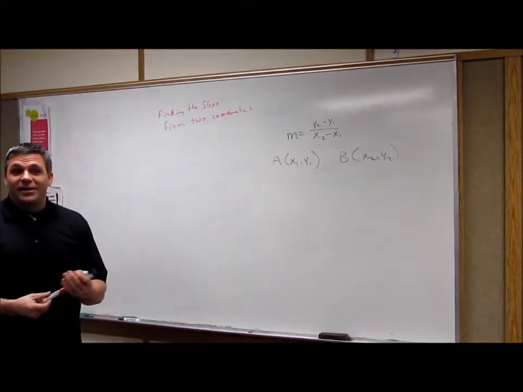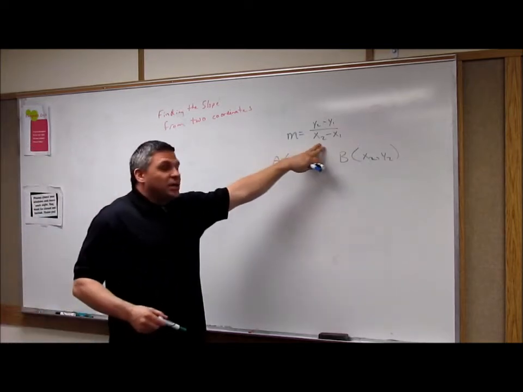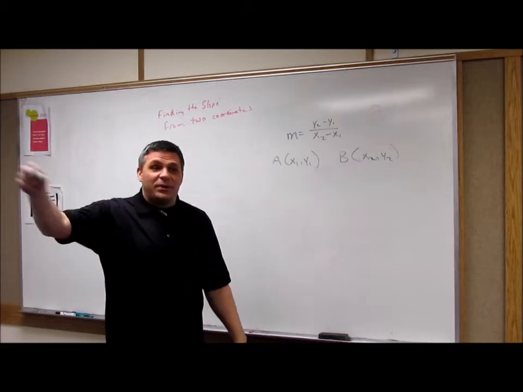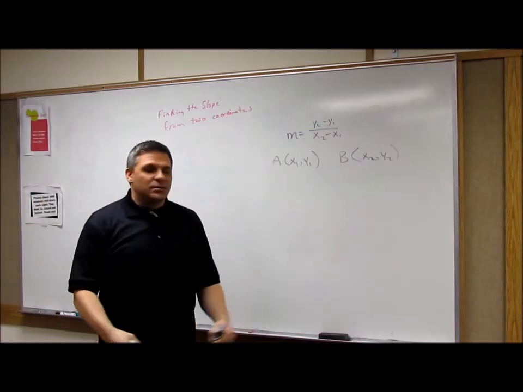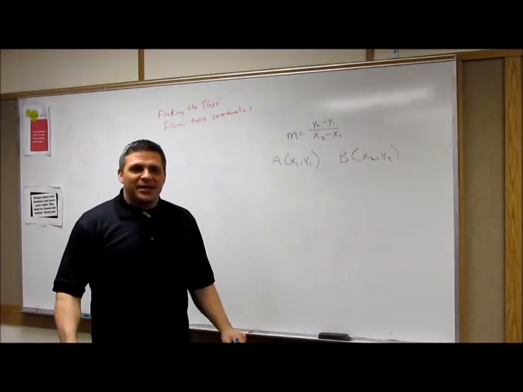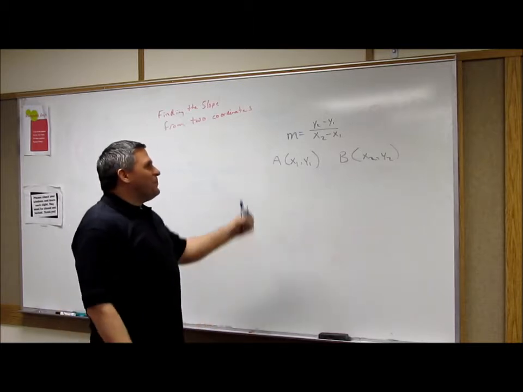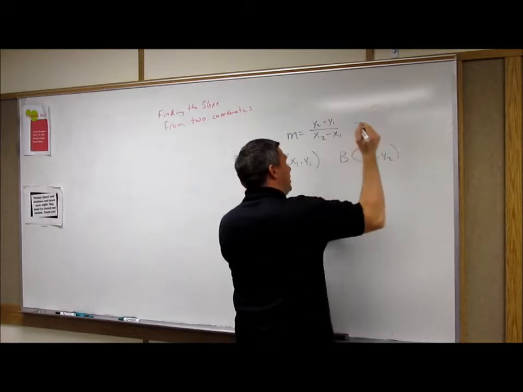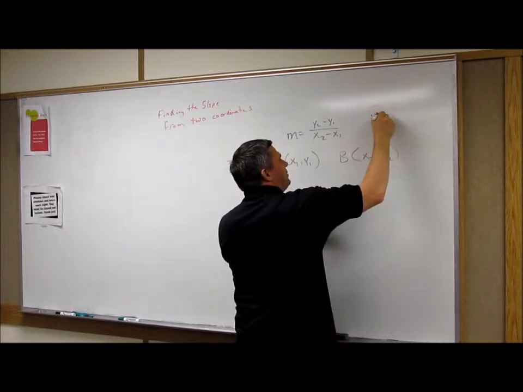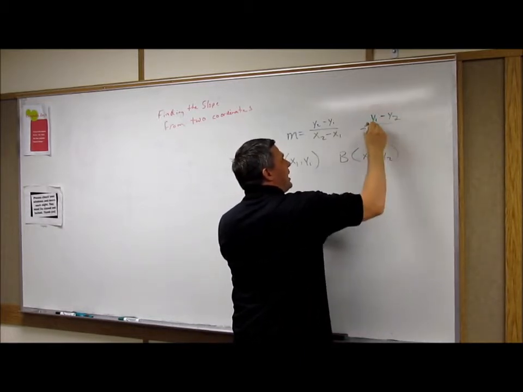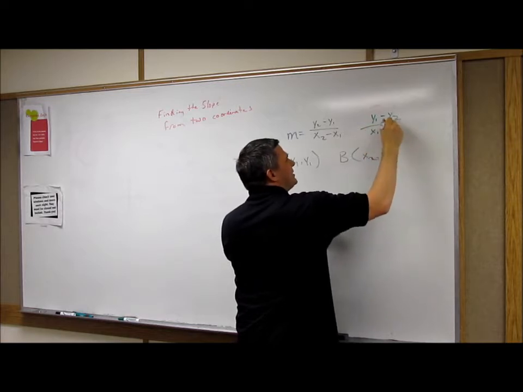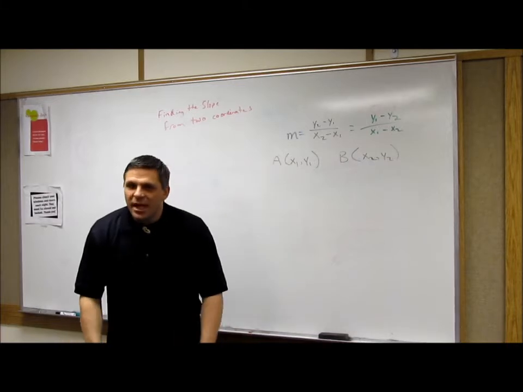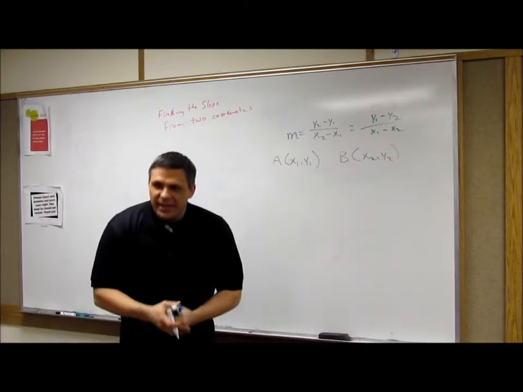Now here's the funky thing about it. This is the way they always show it in the book. In every single book that's out there. Why? You got me. Because it doesn't have to be y sub 2 minus y sub 1. It could be y sub 1 minus y sub 2 over x sub 1 minus x sub 2. They're the same thing. They're exactly the same thing.